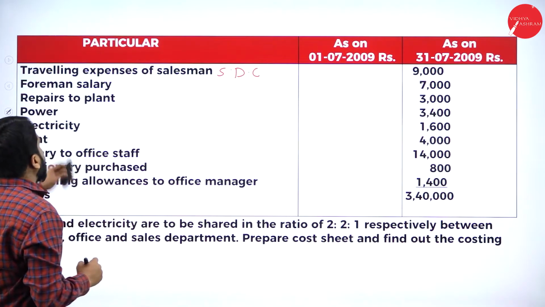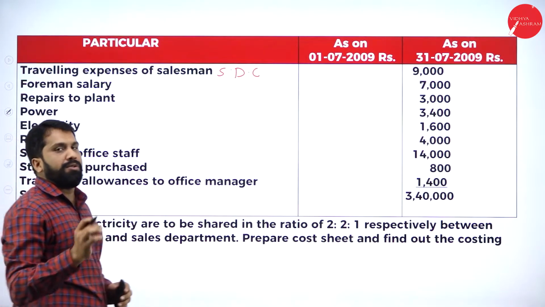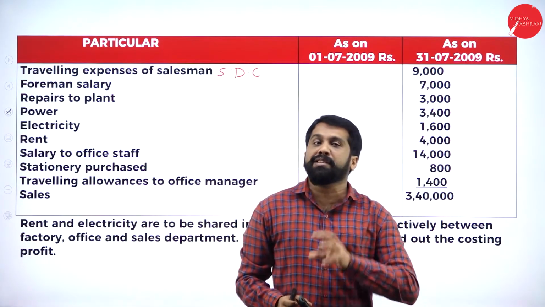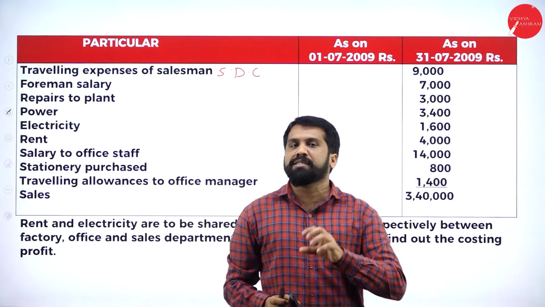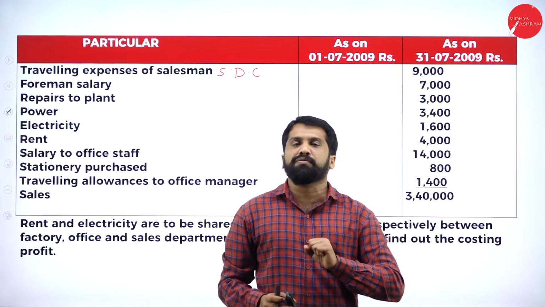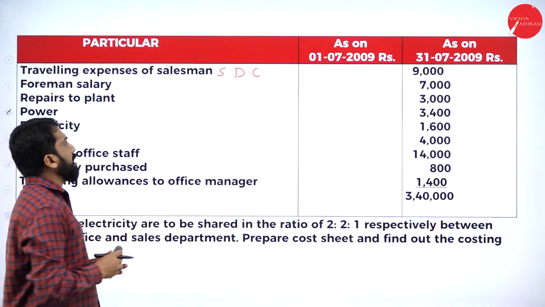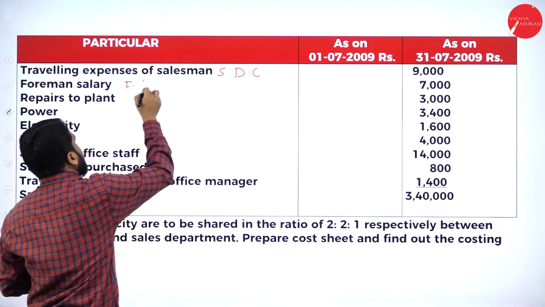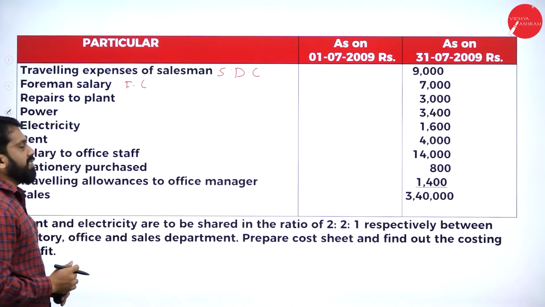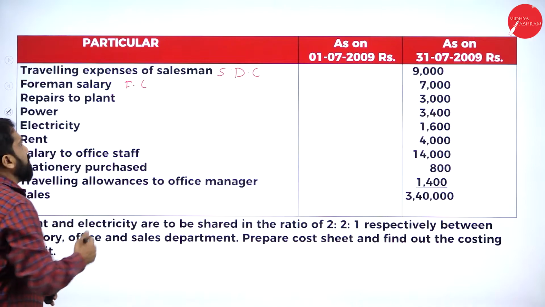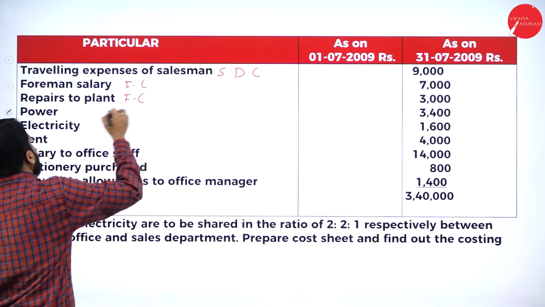Then foreman salary. As I told you, who is foreman? There are 3 to 4 workers. So who will supervise? The boss who supervises those 4 members. So normally he stays in the factory. So it will come under factory cost. Then repairs to plant. Plant means where you keep your machines. So it will be your factory cost.